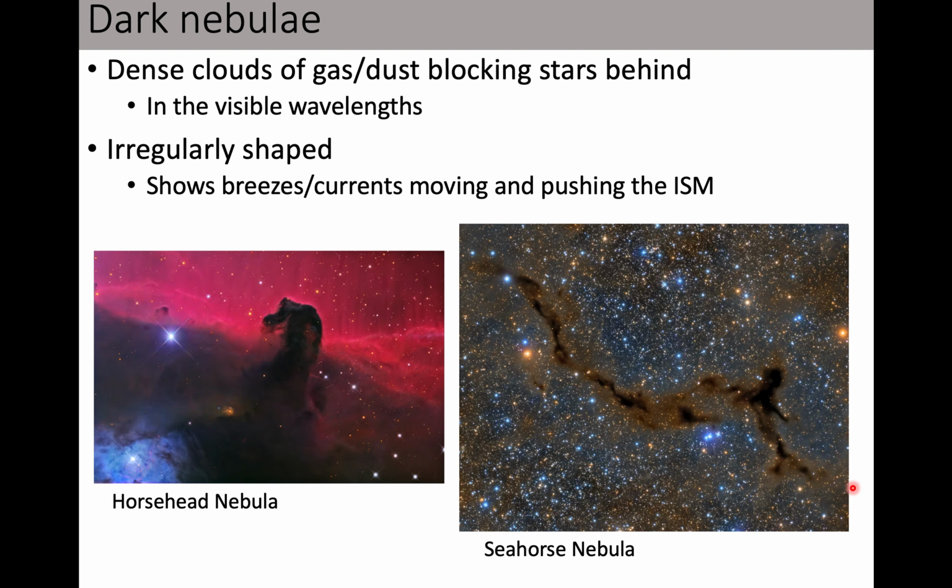So there's many, many different nebula that are each named that we've observed thus far. When you see these dark nebula, know that you're looking at the visible wavelengths, and you're seeing where the ISM is actually blocking the light from the stars behind it.